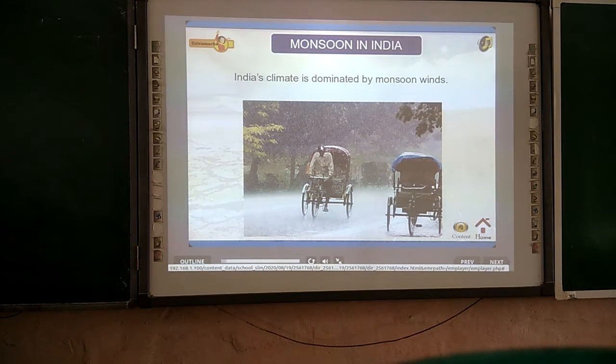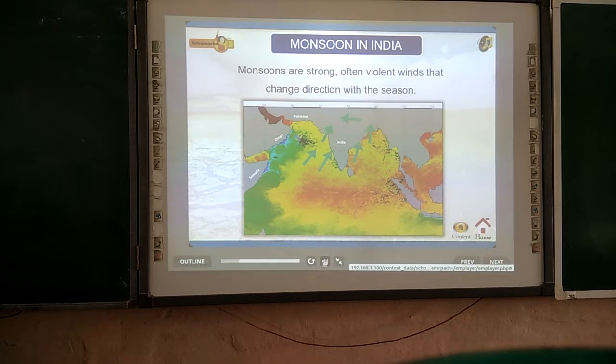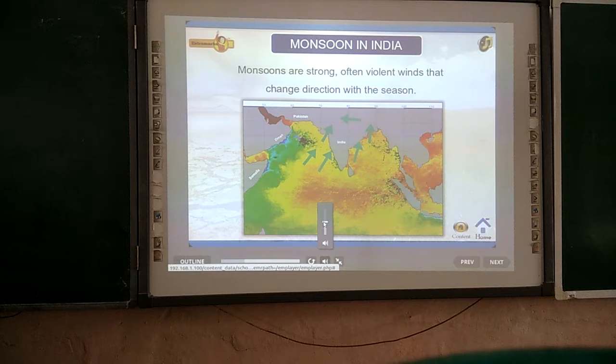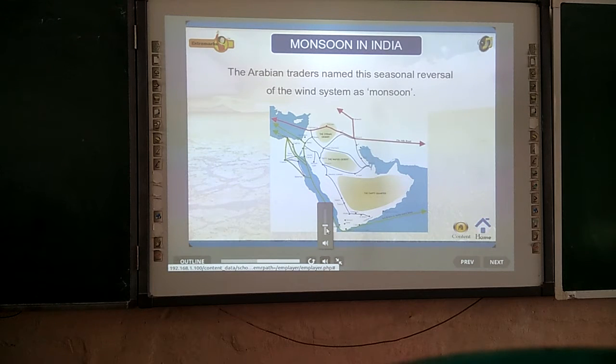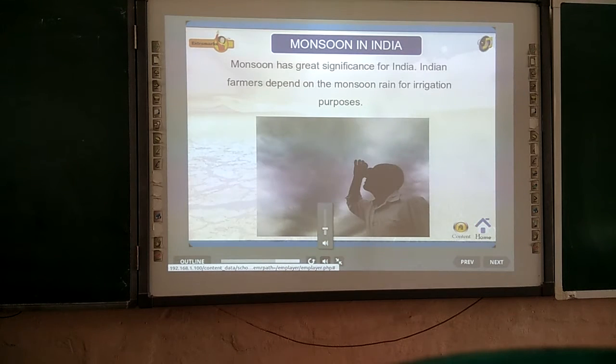India's climate is dominated by the monsoon winds. Monsoons are strong, often violent winds that change direction with the season. Arabian traders named this seasonal reversal of the wind system as monsoon. Monsoon has great significance for India.